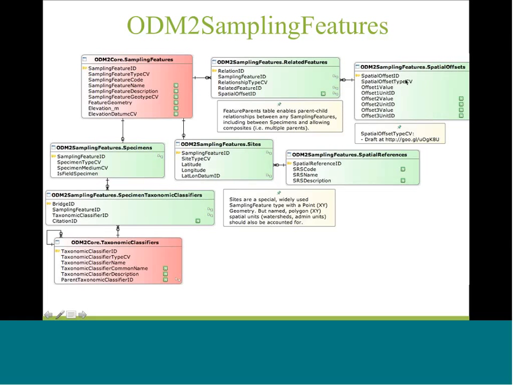So a spatial offset type would be depth interval, and you'd have the top depth and the bottom depth and its units. Likewise, a depth interval could be the child of a sampling feature which is a core specimen. So specimen type is core, and you pull that core out, it's its own specimen, but it also has its own depth interval, etc. So you can be very, very specific about this. There's really an infinite amount of flexibility.